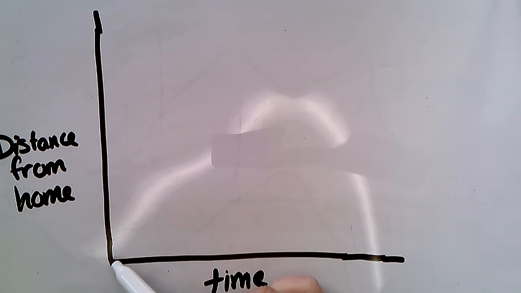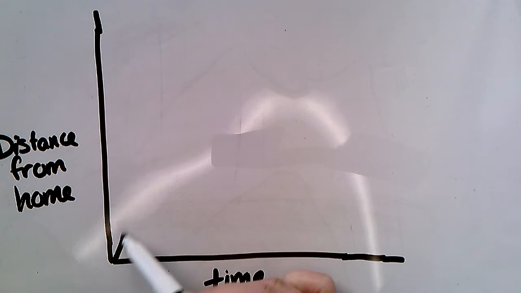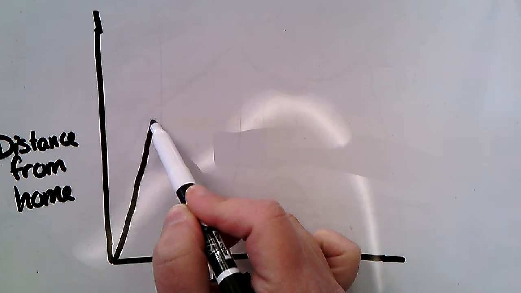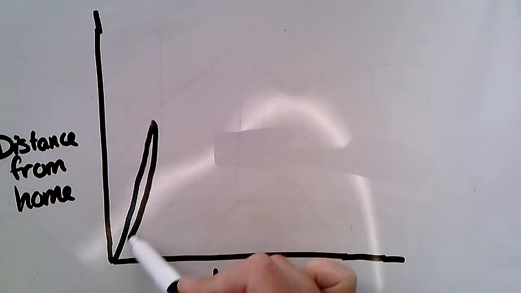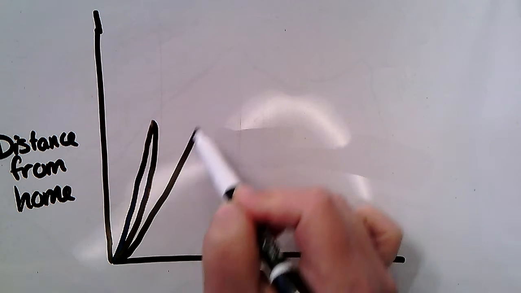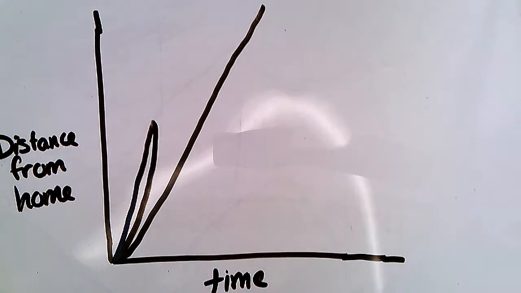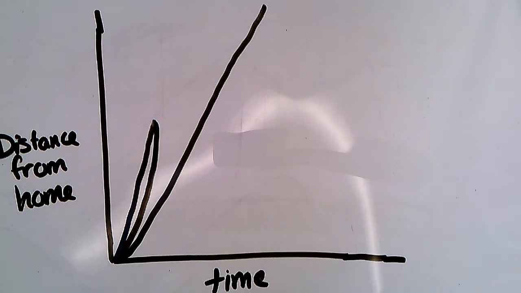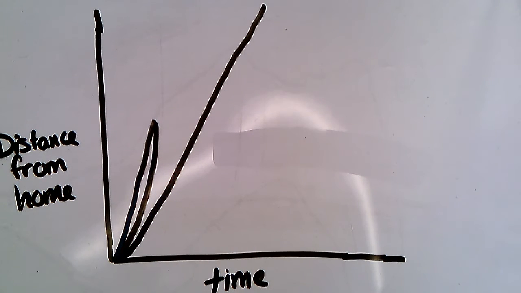So she walks from her home to the store. Halfway to the store, so there's about halfway, she realizes she forgot to bring money, so she turns around, goes back home, gets her money, and then walks all the way to the store. Okay, so let's talk about why this graph is totally, completely wrong.